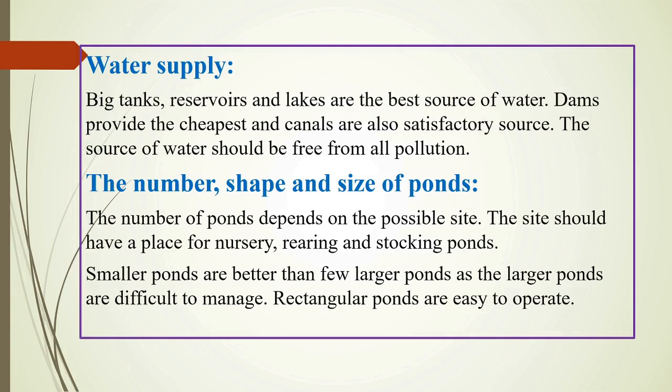More smaller ponds are better than a few larger ponds, as the larger ponds are difficult to manage. The width of the ponds should not exceed 40 meters, so that a limited number of fishermen are required to harvest the fish. Rectangular ponds are easy to operate. Depth of the ponds depends on the number of fishes being grown. The bottom of the pond should have a slope towards the outlet. Ponds should have controlled inlets and outlets so that these can be drained and filled easily.